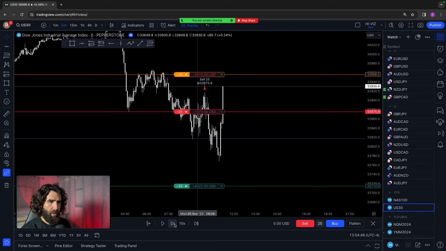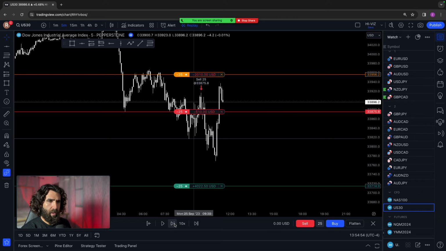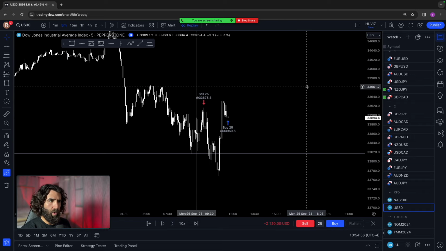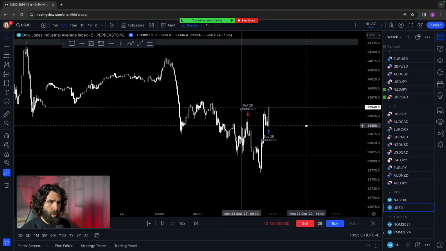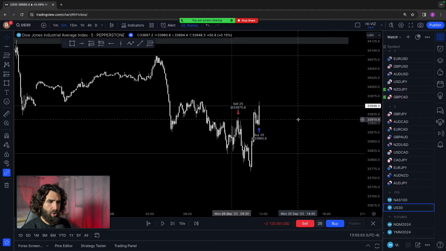Goes all the way down, all the way back up. So that would have been nice to have stop loss to break even because it looks like we're going to get stopped. But yeah, so okay, stopped out. That's how it goes on this one. I would go ahead and take a second chance trade.